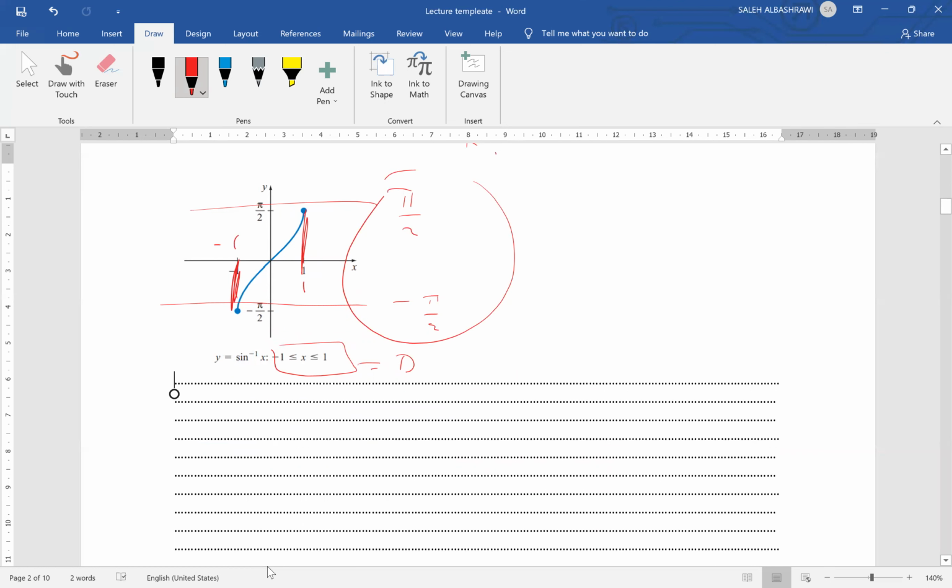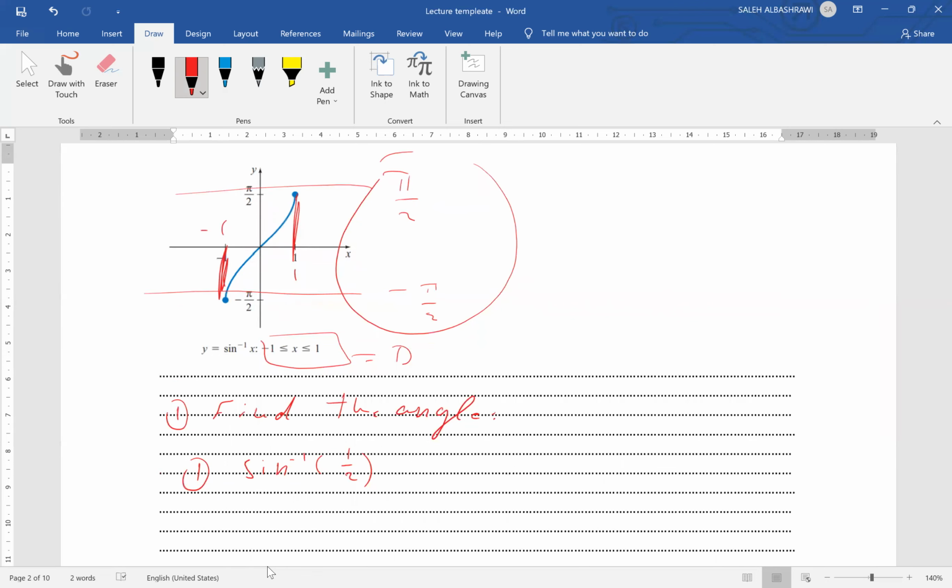Let's have some examples. Number 1, let's find the angle. Number 1, sine inverse of 1/2. Now, sine inverse of 1/2.